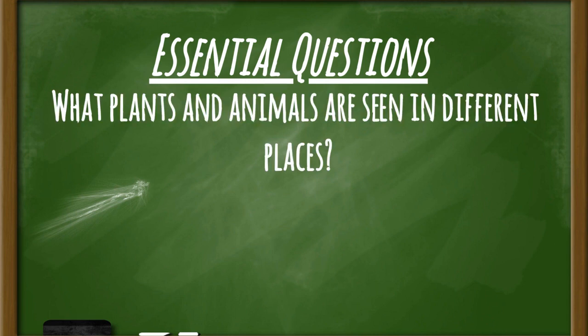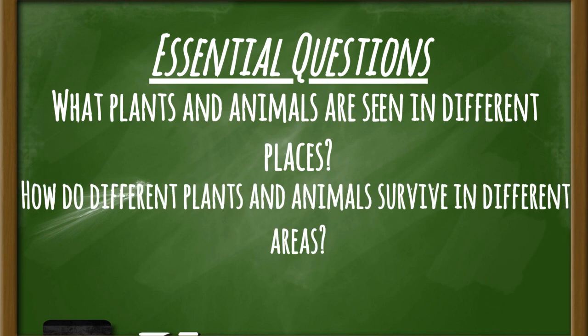Listen as I read the first essential question. What plants and animals are seen in different places? Read this one with me. What plants and animals are seen in different places? Nice job. Let's look at the second one. Listen to me first. How do different plants and animals survive in different areas? Read that one with me. How do different plants and animals survive in different areas?